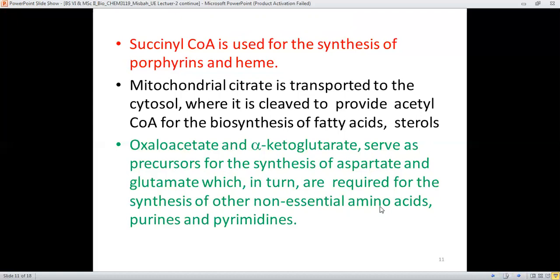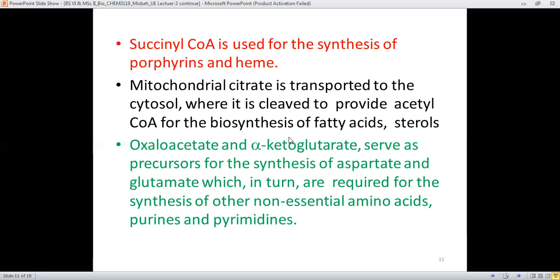the succinyl CoA is used for the synthesis of porphyrin and heme. It means the succinyl CoA, which is involved in this tricarboxylic acid cycle, can be used in another way for the synthesis of porphyrin and heme for hemoglobin. And mitochondrial citrate is also transported to the cytosol, where it's cleaved to provide acyl CoA for the synthesis of fatty acids and sterols. It means that citrate, no doubt, is part of the citric acid cycle, but it can also be used for the synthesis of fatty acids and sterols.